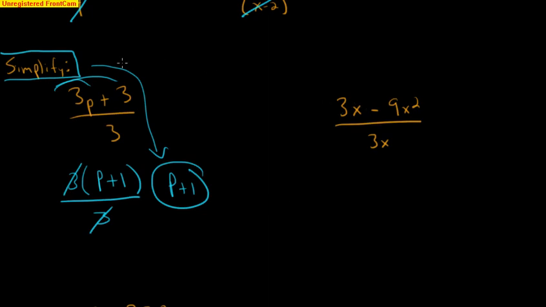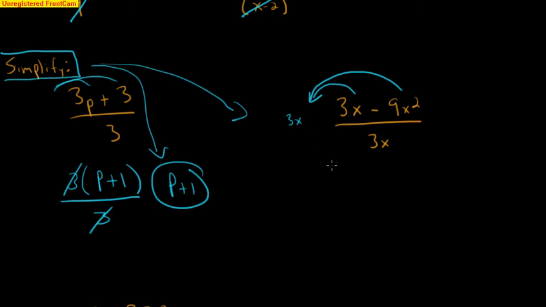Here, another example, directions are simplify. I've got 3x minus 9x squared over 3x. First of all, I cannot cancel out this 3x here with this 3x because we've got an addition problem up in the numerator. But what I can do is I can look at factoring something out of these two terms. And what I'm going to factor out is a 3 and an x. That's the greatest common factor. I'm going to take out a 3x.